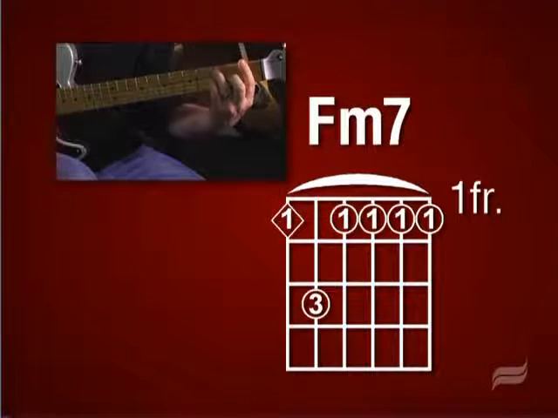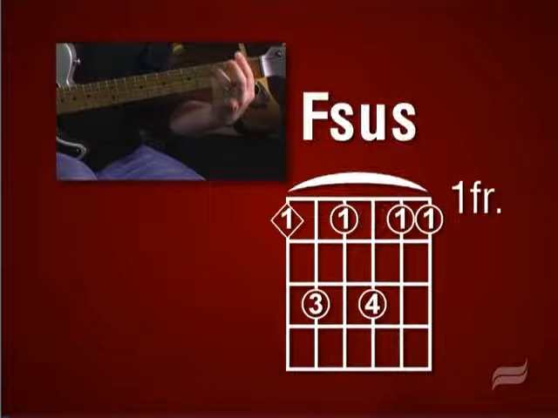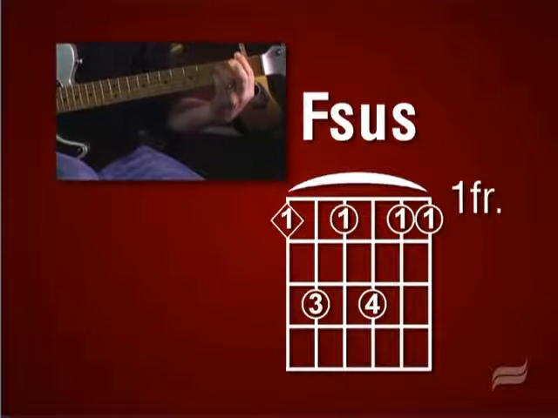F minor 7. So now I take my second finger and my pinky off. The only thing I have left on is my third finger. And then the last one is an F suspended. Put my pinky back down on the third string.